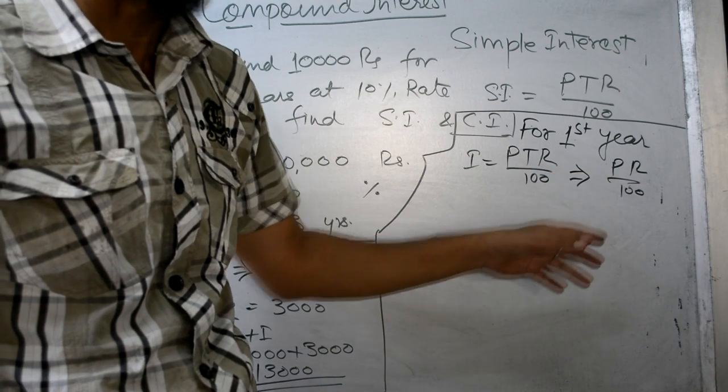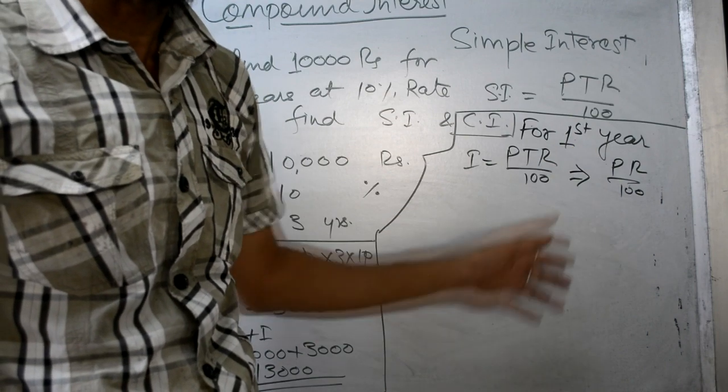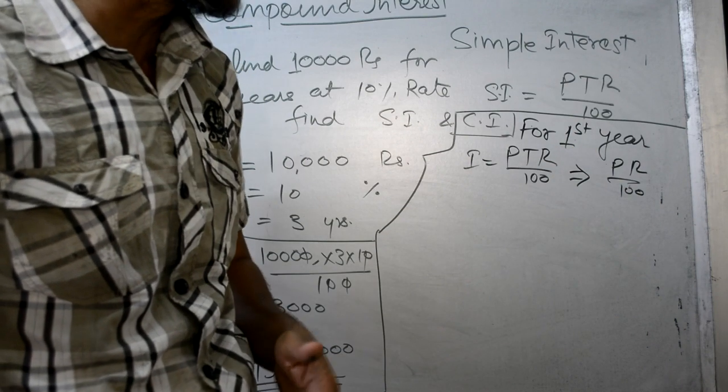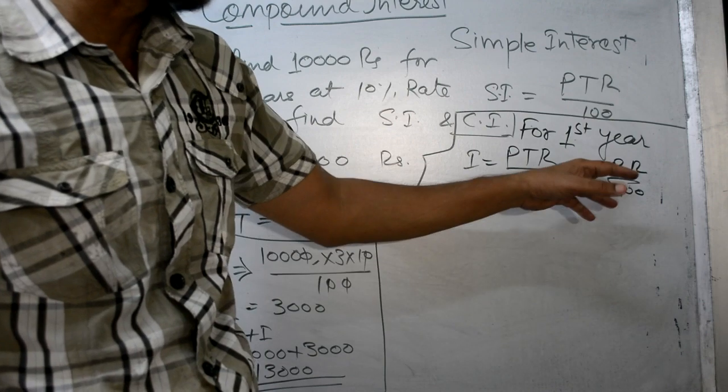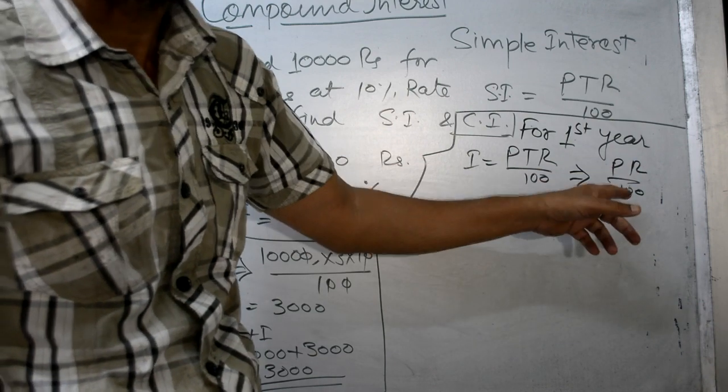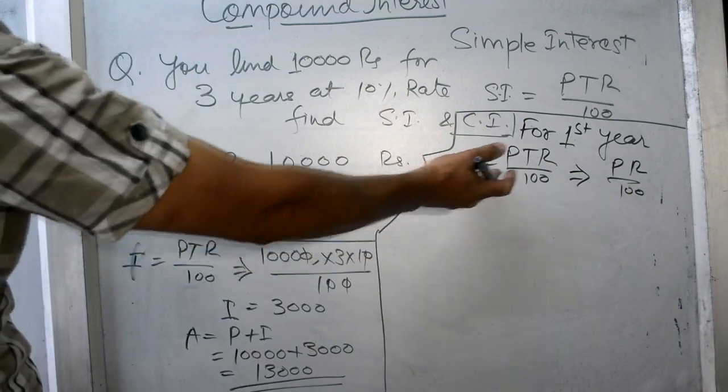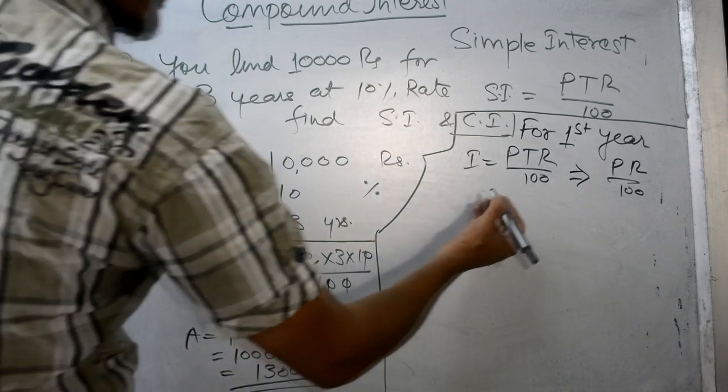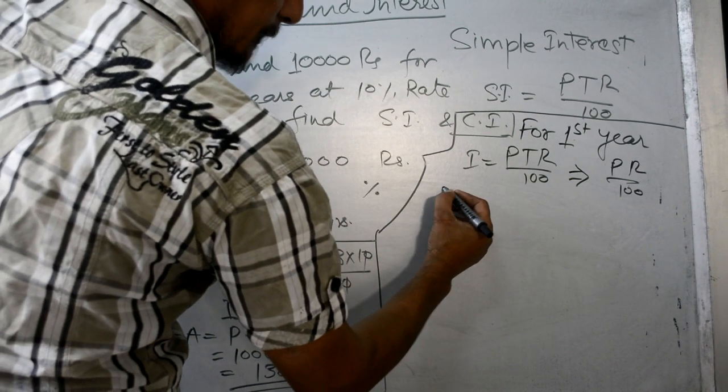When you sit in any type of competitive examination, you will have very little time to solve the question, which is very difficult. That time you will use this formula PR upon 100. This is a shortcut method. So this is the method which you are going to apply now. Now place every value. What is the principal here?